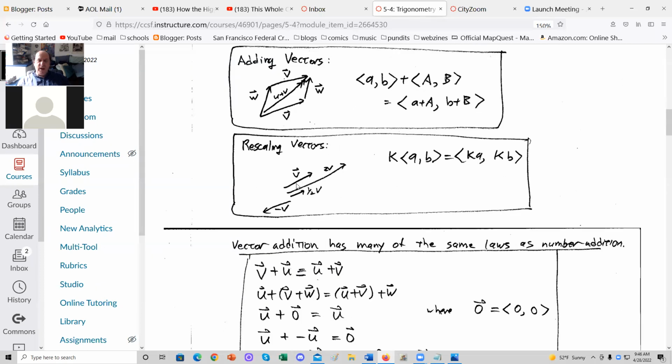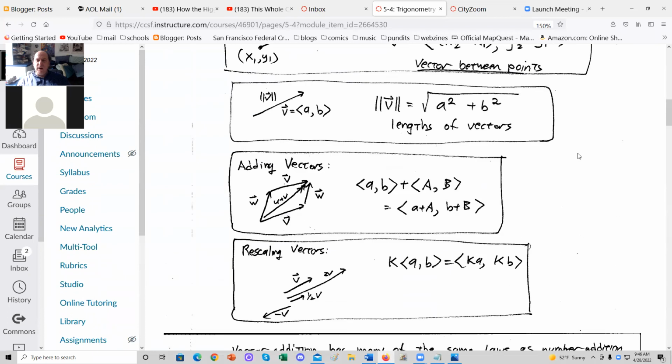Given a vector v, twice v is in the same direction, twice as long. A half v is the same direction, half as long. Negative v is the same length, but the opposite direction. And so on in general. You can multiply a vector by a number. And that's how it is geometrically. Algebraically, you multiply both components. k times the vector ⟨a, b⟩ equals ⟨ka, kb⟩.